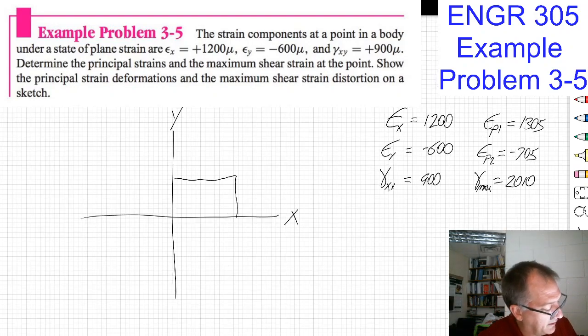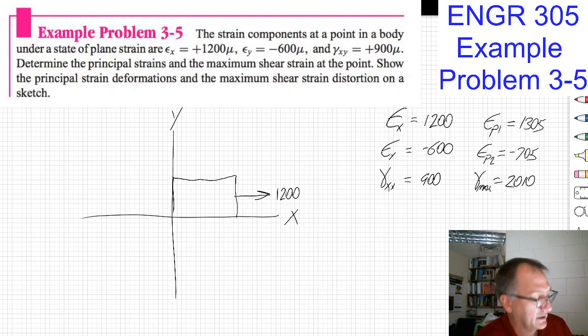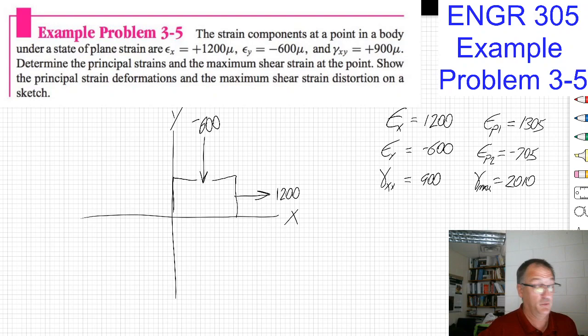But if I put that cube on here and I say, look, this is 1200 and this is, oh, sorry, it's going the other way. That is minus 600. Now, in some ways, that's contradictory because I'm going minus and I show the arrow that way, but we understand. Can we do that? And then I've got shear, which is this way, 900.